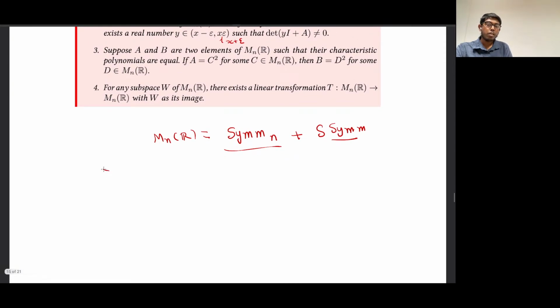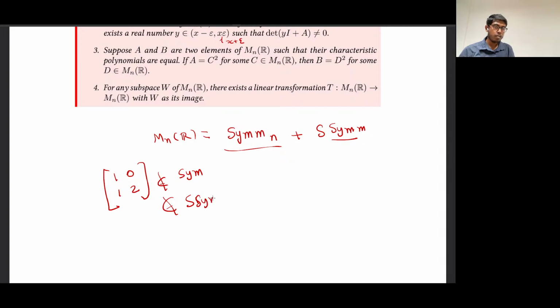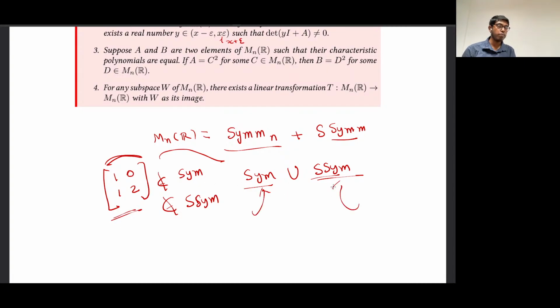Why? Because if I take, let's say, just the matrix [1, 0; 1, 2], this is neither symmetric nor skew symmetric, so it will be neither in the symmetric set nor in the skew symmetric set. Therefore this cannot be in the union. It was not the sum, it was the union. Union means that if it is in the union, then it's in either one or the other. But it's neither, so it cannot be here and it cannot be here, and therefore you cannot write it as the union. Of course, you can write it as a sum. You can break this into a symmetric and a skew symmetric matrix. Okay, right.